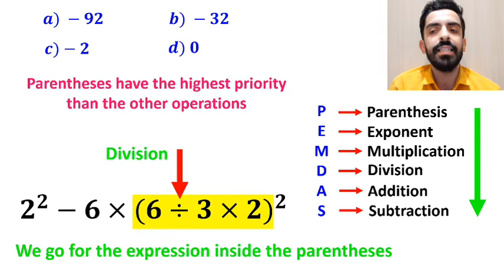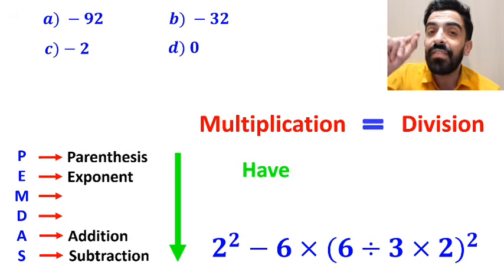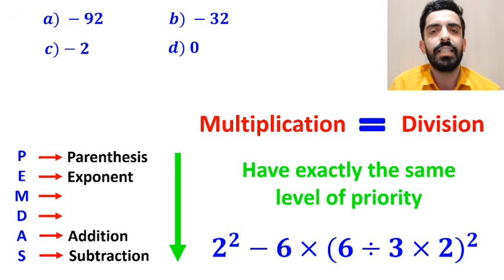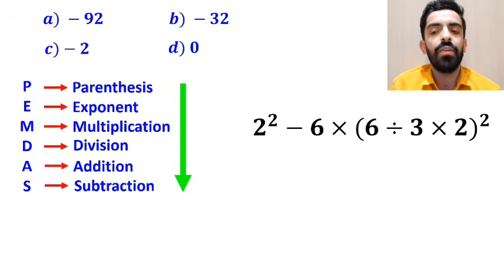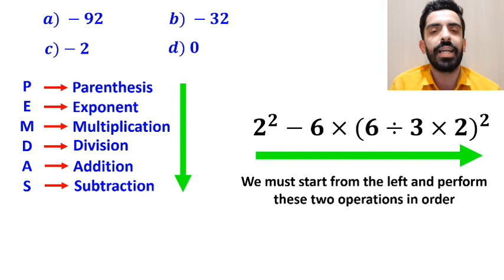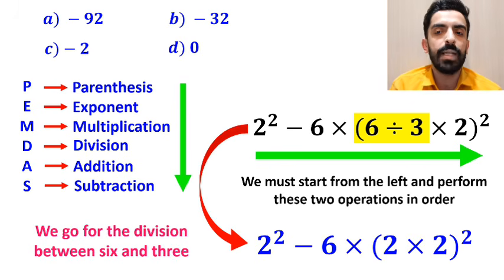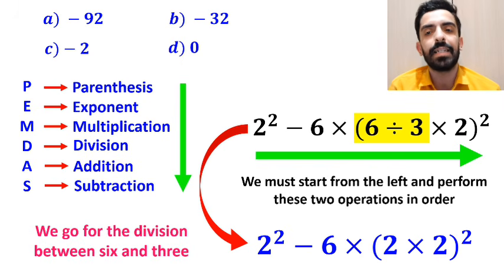And inside the parentheses, first we have a division sign and then a multiplication sign. It's very important to note that multiplication and division have exactly the same level of priority. In this situation, we must start from the left and perform these two operations in order. So, first we go for the division between 6 and 3 and write this expression as 2 squared minus 6 multiplied by 2 times 2 inside the parentheses and all squared.